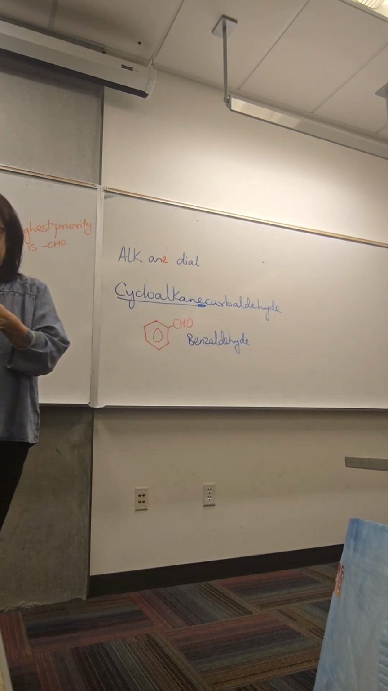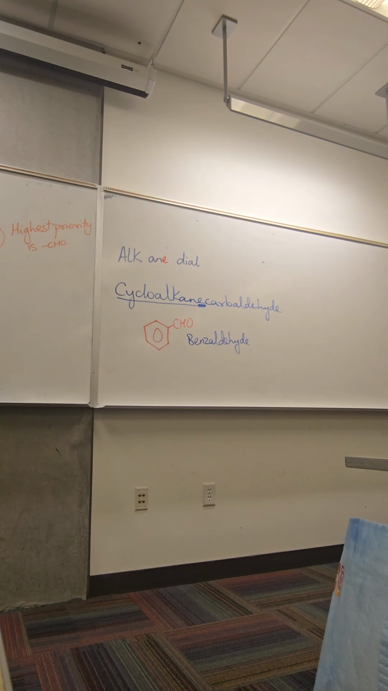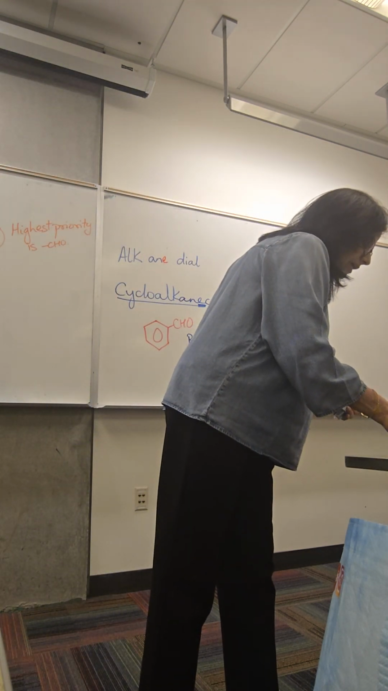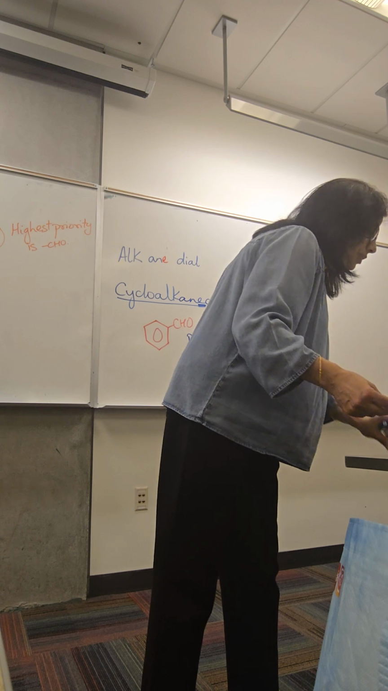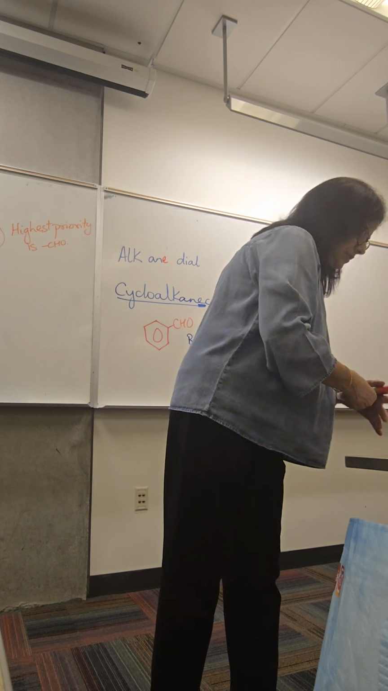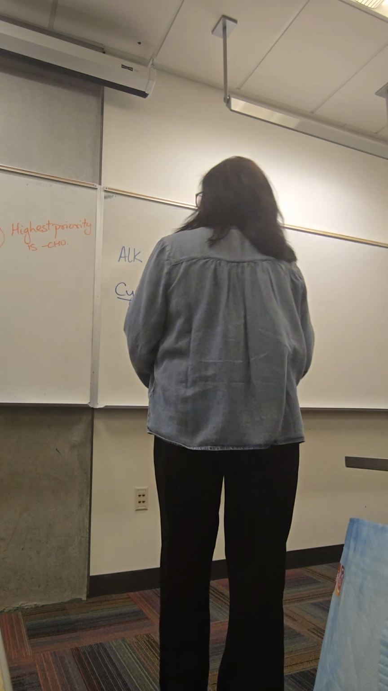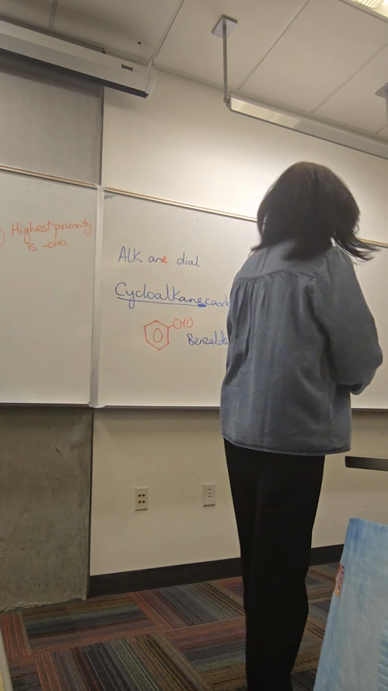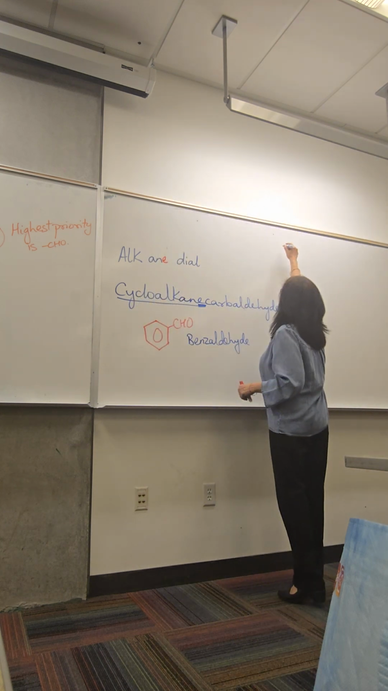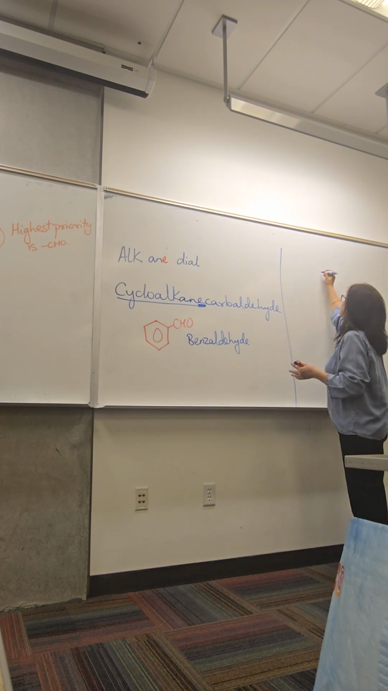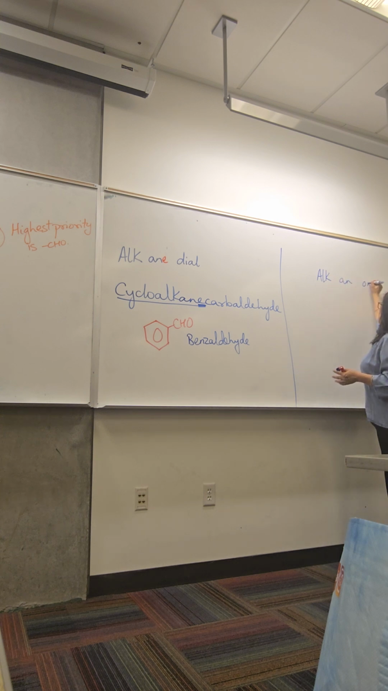Everybody okay so far with the rules for aldehydes? Let me make sure I didn't miss any. Okay. What about ketones? And then we'll do examples. Let's just write the rules first, then we'll look at examples. Ketones in IUPAC are not called ketones. Once again, please notice the similarities and differences. They are called alkanones.